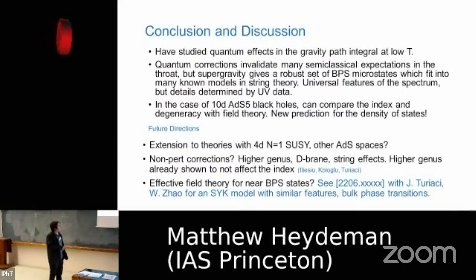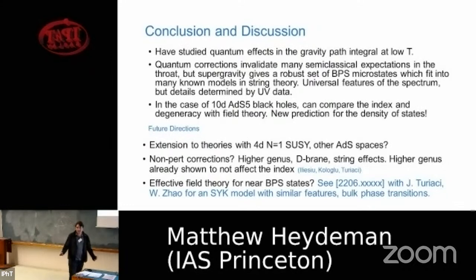And in the case of the 10D black holes, we could compute something very complicated, and we get an exact result with the index that was computed through field theory techniques, and we give a prediction for the density of states, the density of states being something that's not protected. So it's not clear how you would compute it in field theory, but we have a universal prediction for what that should be.